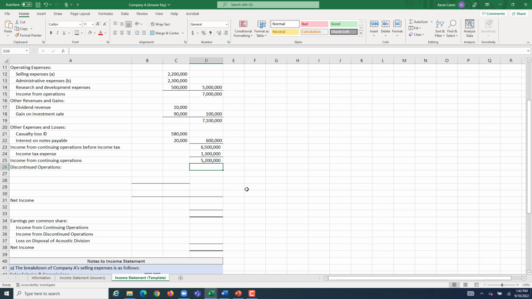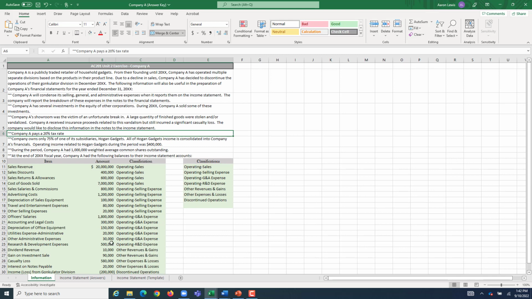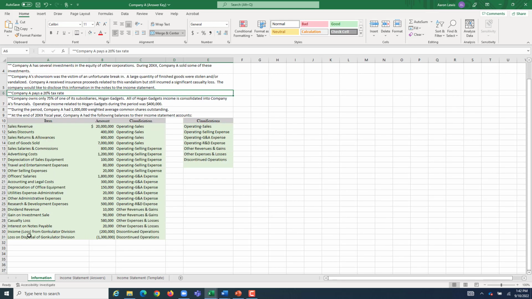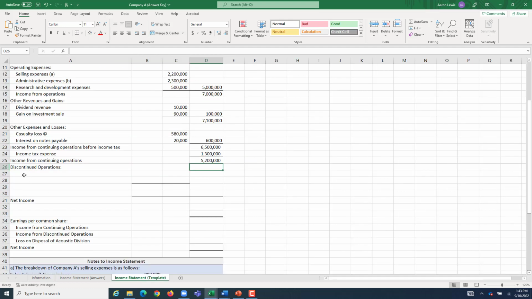But we discontinued operations. We had a gonculator division that we decided to get rid of because it was operating at a loss. And we see down here that operations led to a loss of $200,000 on that division during the period. We got rid of all that stuff and we took a massive loss of $1.3 million. In total, that's going to lower our reported net income by somewhere in the vicinity of $1.5 million. But we want people that are using our information to know that that's not going to happen every year. We're not going to have this huge loss from the gonculator division. We decided as a dud, we're going to get rid of it. So we're going to report that in our discontinued operations.